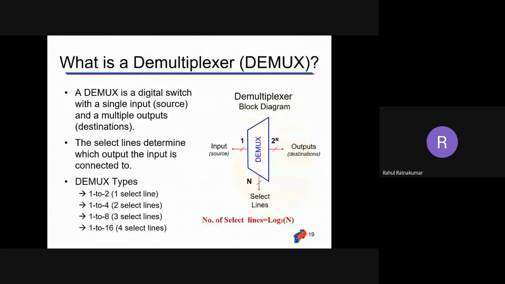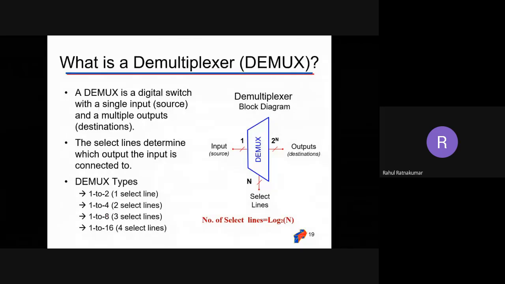So this is similar. We have one input, and if there are 4 outputs, how many select lines? Again, we need log 4 to the base 2. That is 2 select lines to channel the single input to the corresponding output.